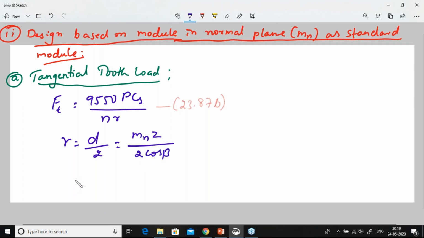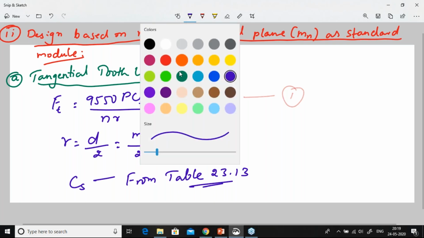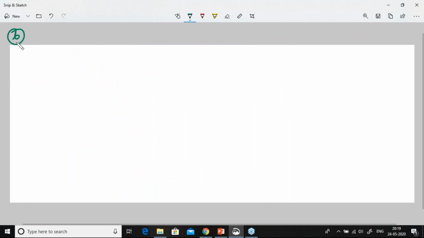And CS is the service factor. We will get this CS from table 23.13. By substituting all these things, we will get Ft, and we have to call this equation number 1 afterwards. Next, B, tangential tooth load from Lewis's equation.